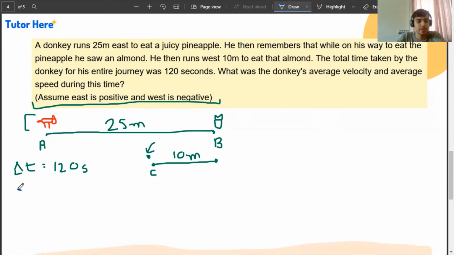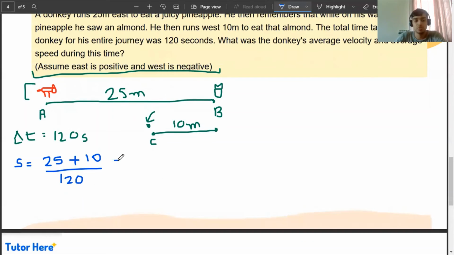So first let's calculate the speed, which is the distance over change in time. So the distance, like I said, would be added here. He travels from point A to B, which is 25 meters. And then you add what more distance did he travel? He traveled from B to C, which is 10 meters. And you divide this by the change in time, which is 120 seconds. So let's actually calculate this. 0.29 meters per second. So the speed is 0.29 meters per second.